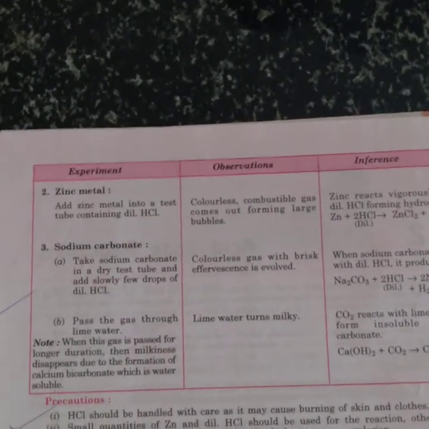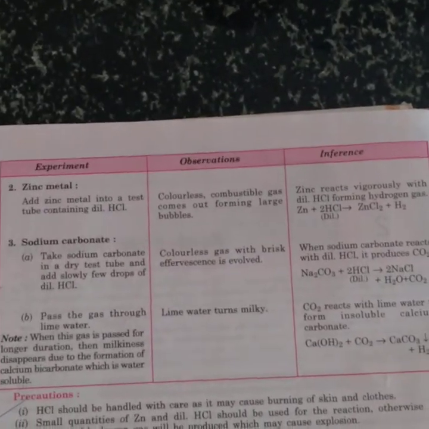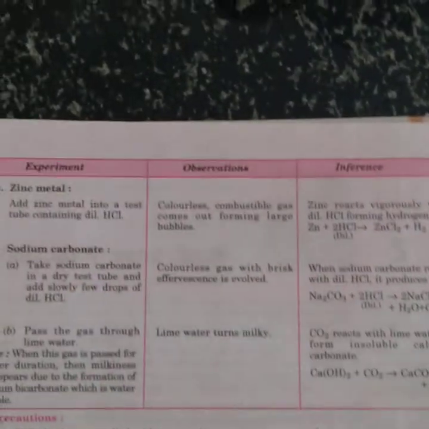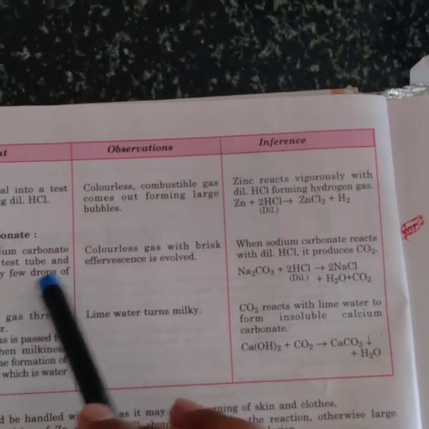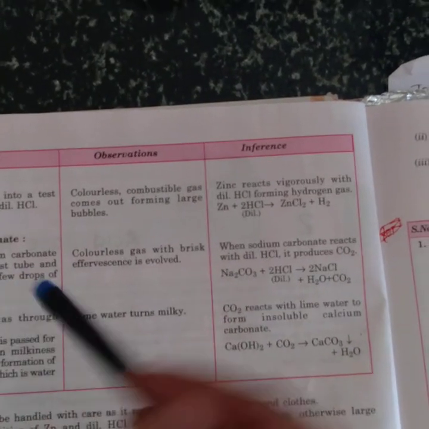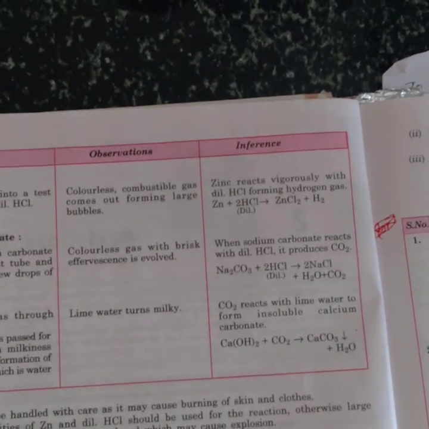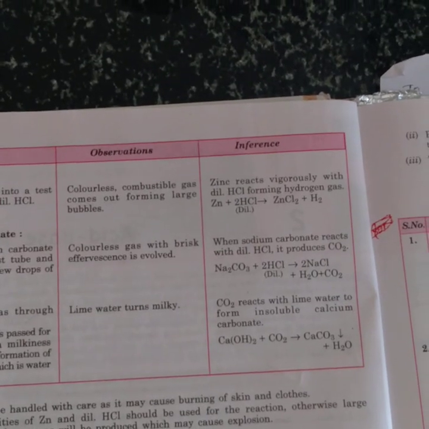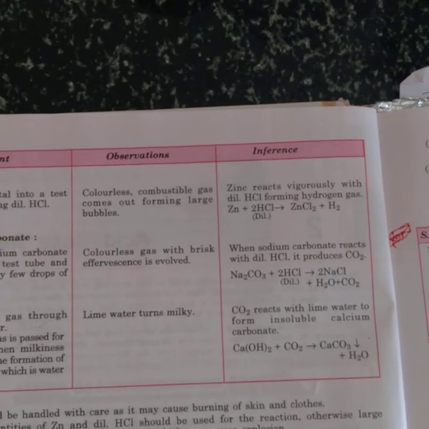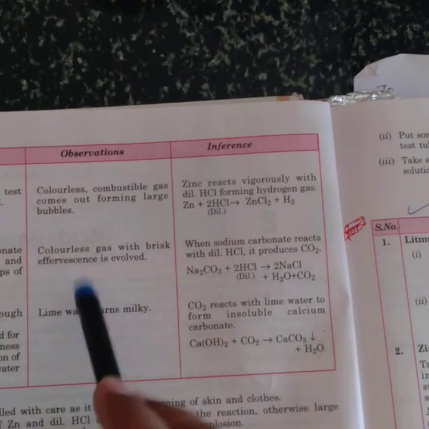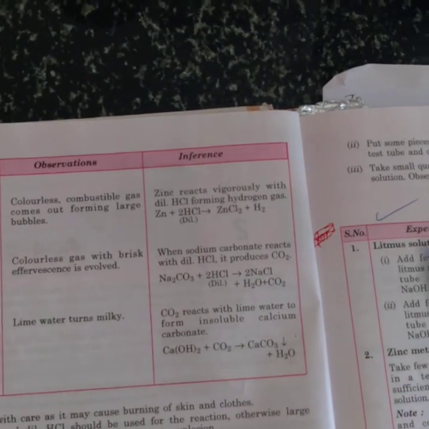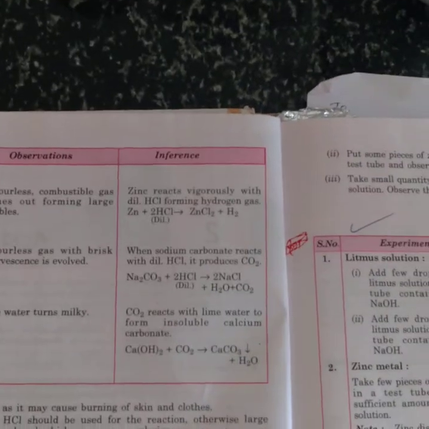Okay, we have to take sodium carbonate in a dry test tube and add slowly a few drops of dilute HCl. What we do is take sodium carbonate in a dry test tube and slowly add dilute HCl drop by drop. What do we get? A colourless gas with brisk effervescence evolved. The bubbles that come now, that same type of brisk effervescence we are going to get.